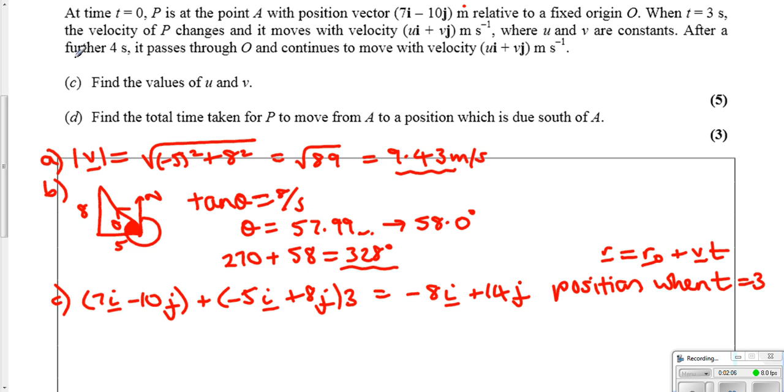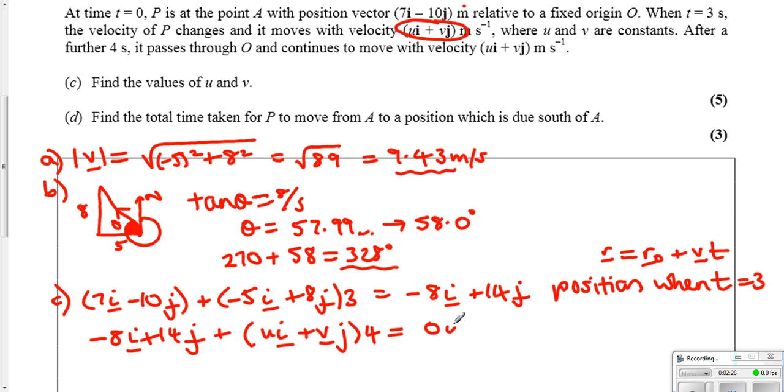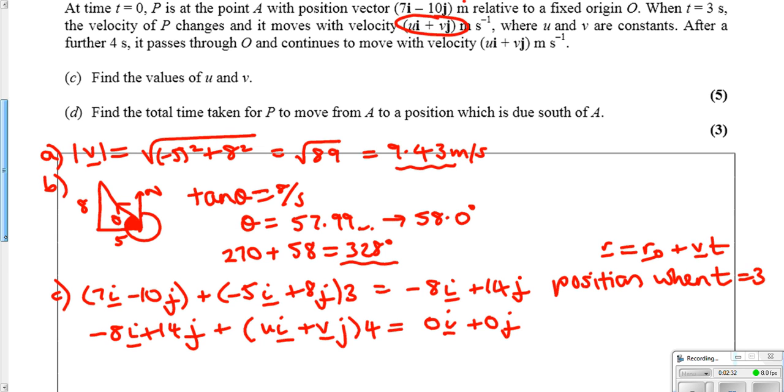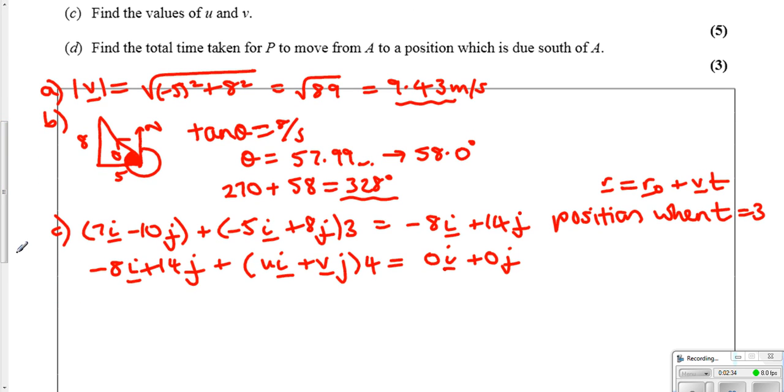Now, it says after a further 4 seconds, moving with this new velocity, we get to the origin. So minus 8i plus 14j plus a new velocity times 4 gets us to the origin, and the origin is 0i plus 0j. So using this, we can work out the values of u and v.